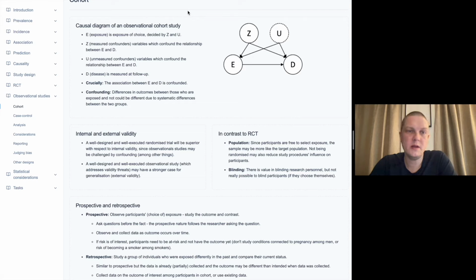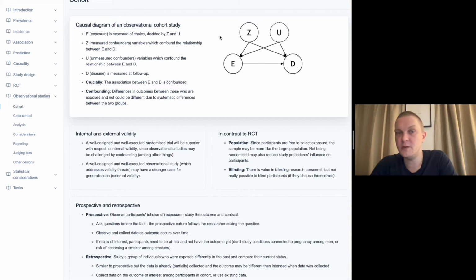We've already discussed the observational setting quite a bit when discussing causal inference, but here we're going to do it more explicitly and think about it more as a study design. This is a causal diagram of an observational cohort study. E is some exposure of choice of participants. There's no random component allocating individuals to different exposures.